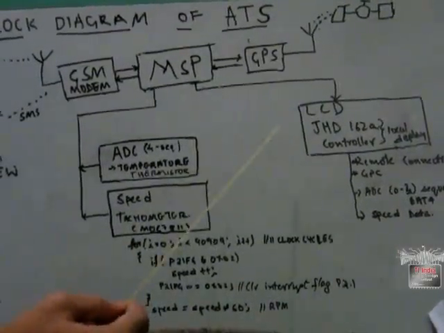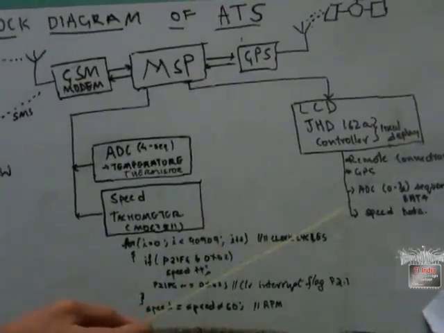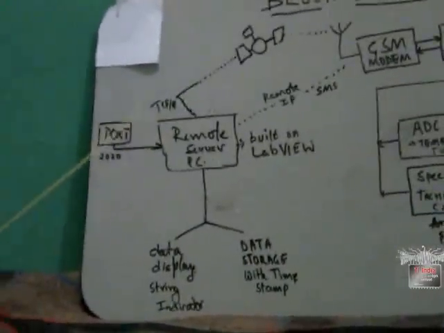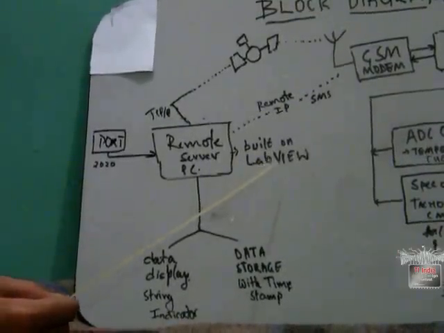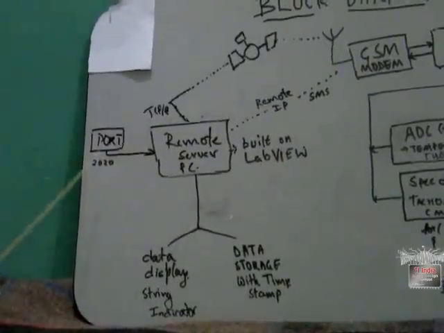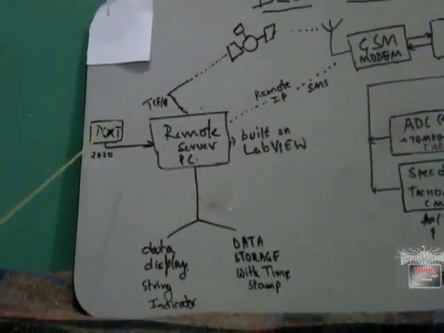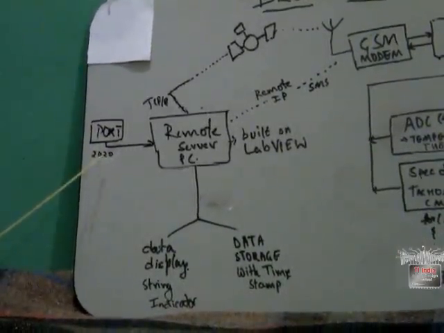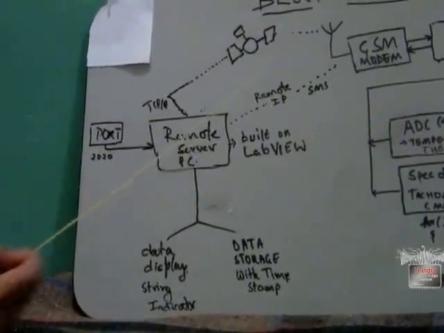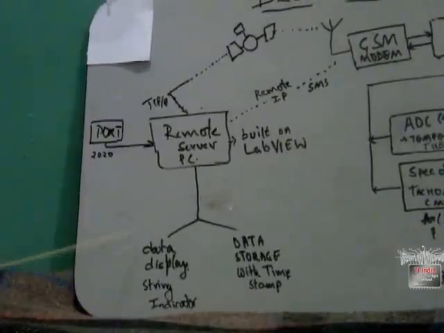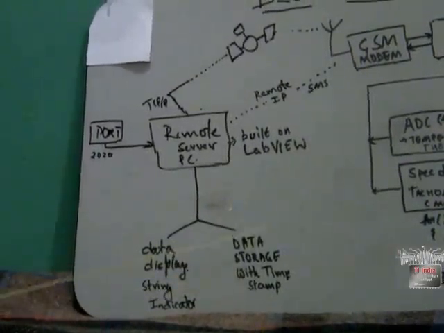Right after that, all these values are displayed locally on the LCD, one after the other. On the remote server, it is created in LabVIEW. LabVIEW stands for Laboratory Virtual Instrumentation Engineering Workbench. We are creating a TCP/IP listen, and the specified port is fed to it. It communicates through this port, and every string received from the GSM module is displayed on the string indicator and stored with the timestamp.